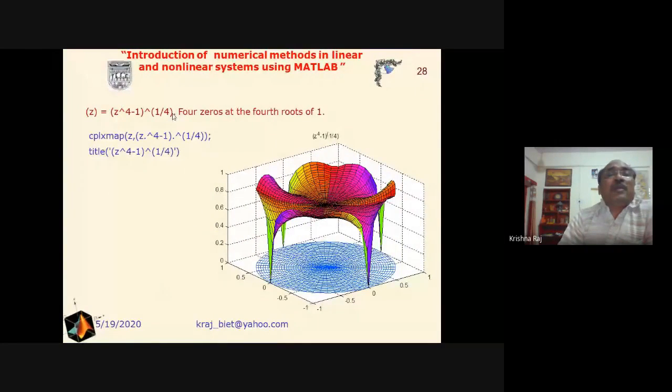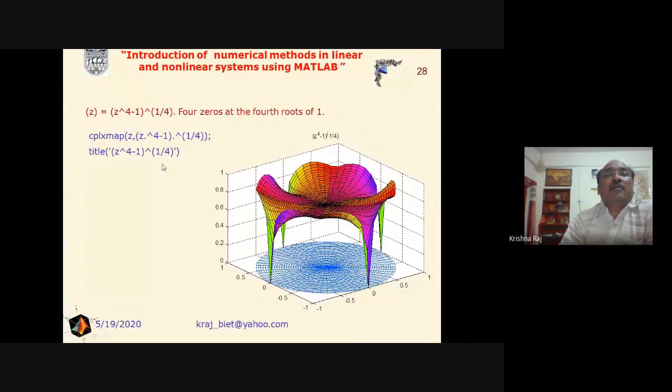Now if it is Z to power 4 minus 1 and its whole power is 1 by 4, then 4 zeros at the fourth roots of 1 will be achieved here. That is, this is the function here, Z to power 4 minus 1, its power 1 by 4, and we will use here the complexmap title, and this is the result, which can be graphically visualized and analyzed for different purposes here.